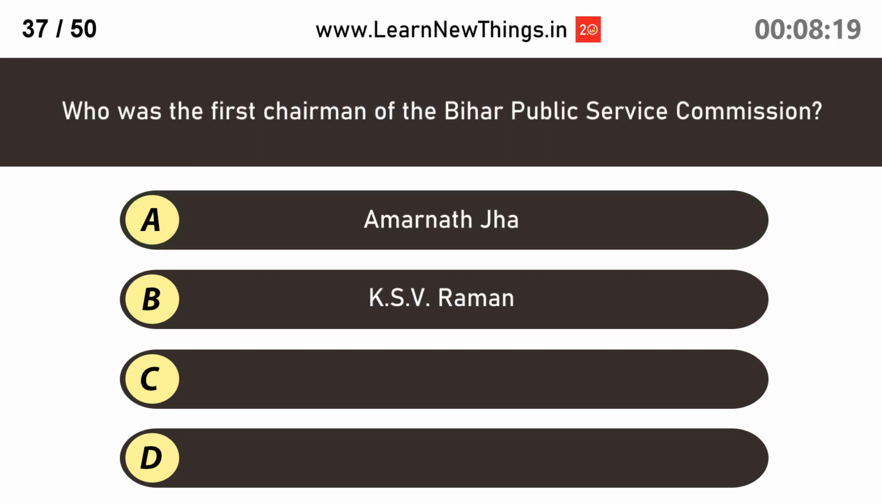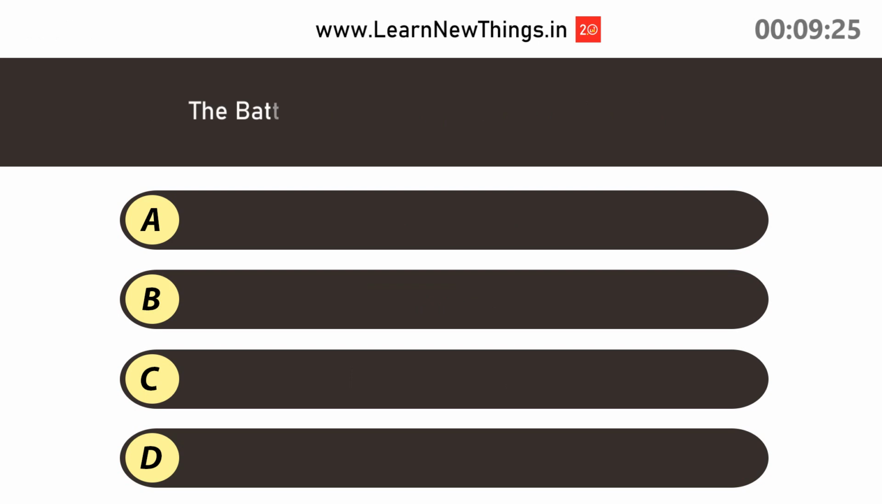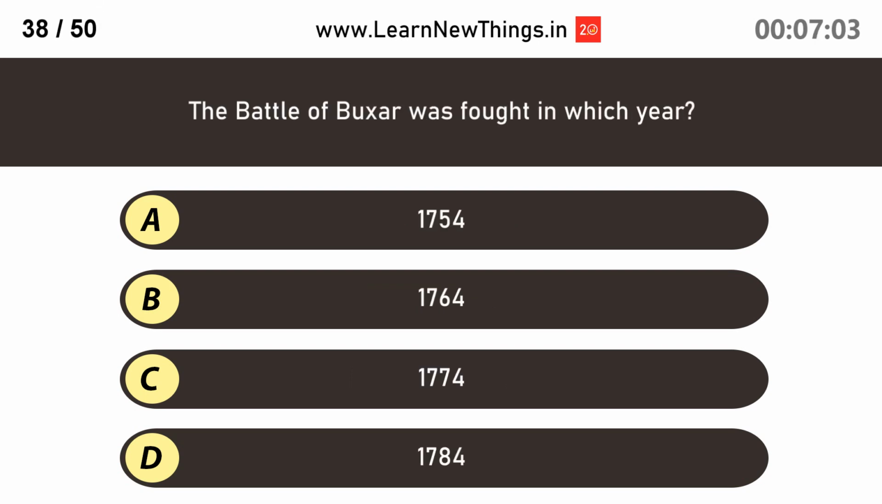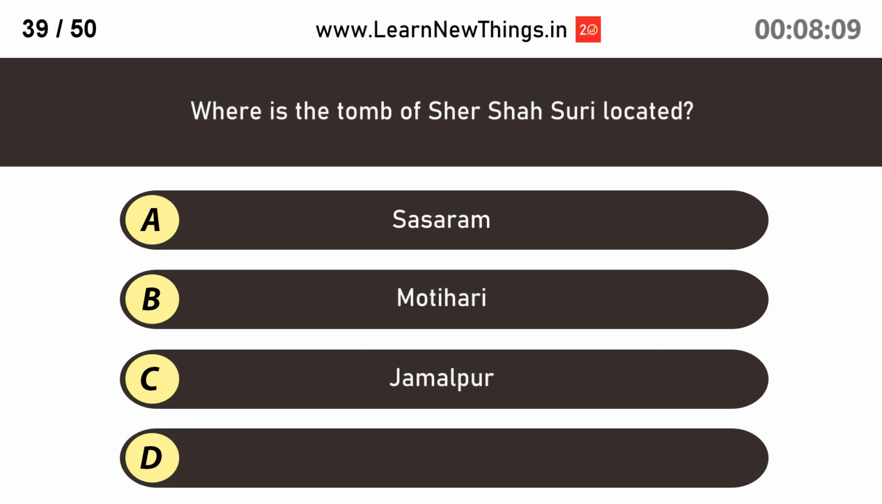Who was the first chairman of the Bihar Public Service Commission? Rajandhari Sinha. The Battle of Buxar was fought in which year? 1764. Where is the tomb of Sher Shah Suri located? Sasaram.